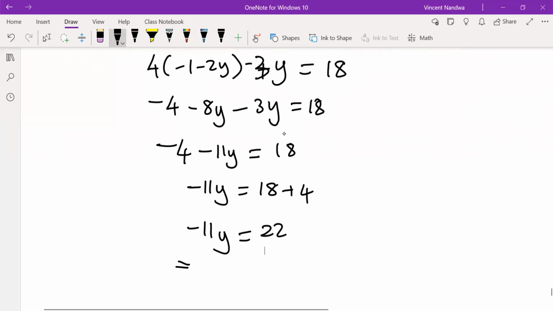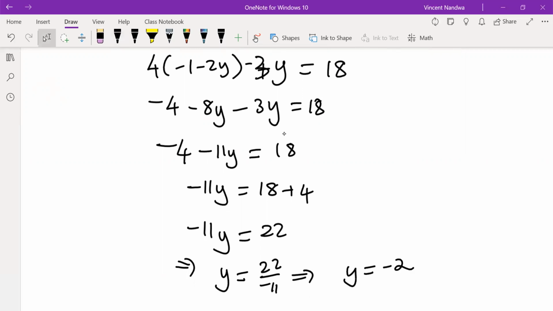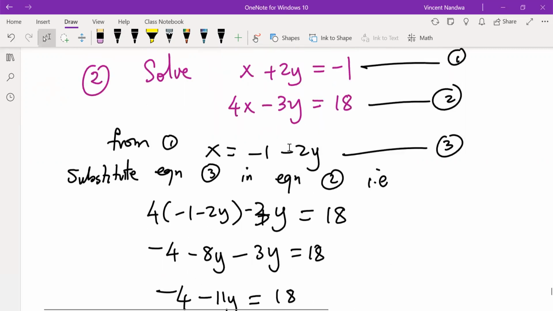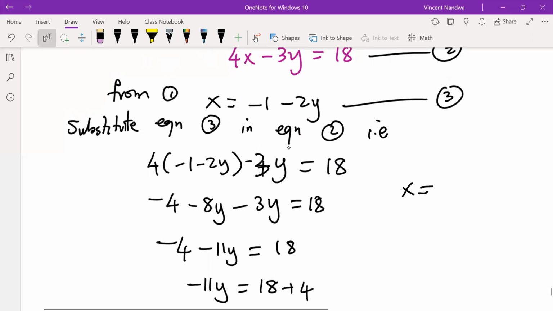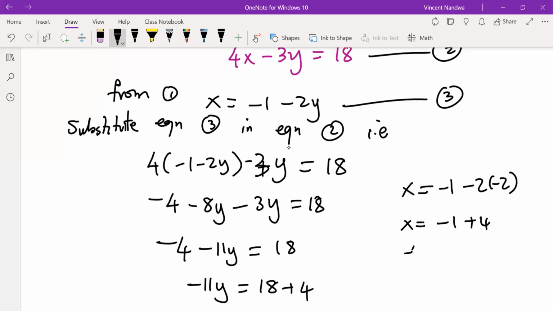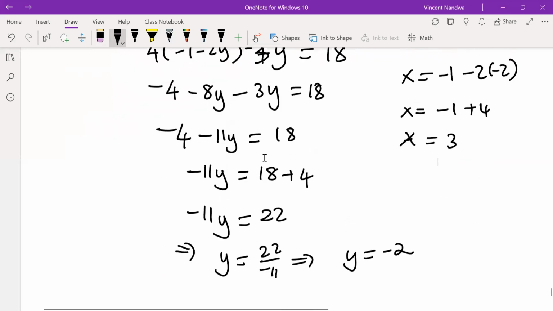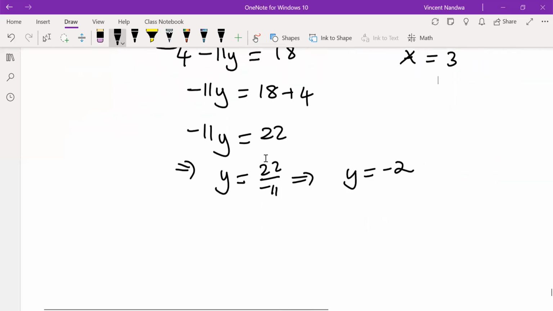Then to get y, we'll have 22 over minus 11, which means y is minus 2. Now when y is minus 2, x will be minus 1 minus 2 times minus 2. So minus 1 plus 4. So x equals positive 3. Therefore, the solution to this system of linear equations is x equals 3 and y equals minus 2.